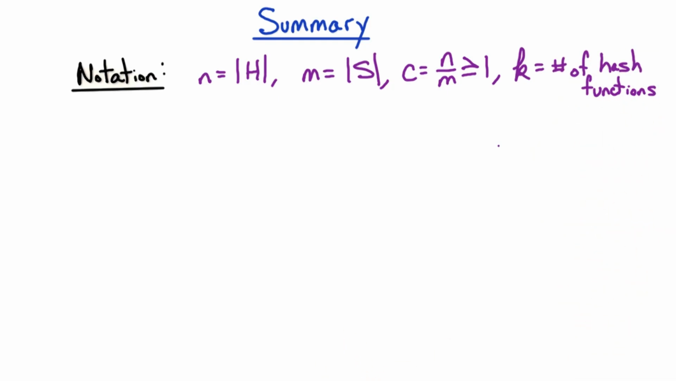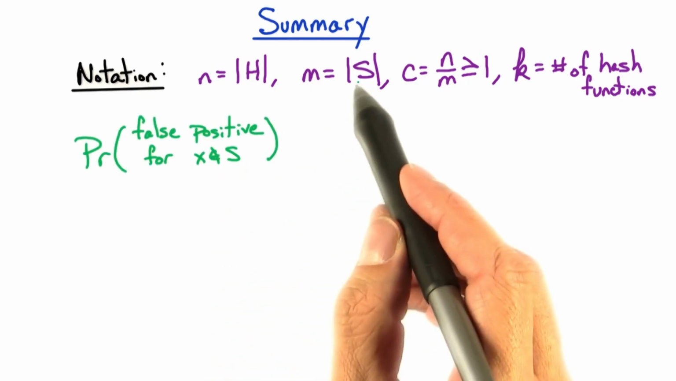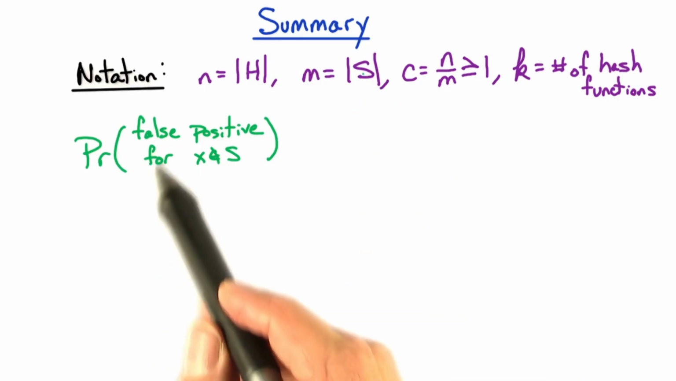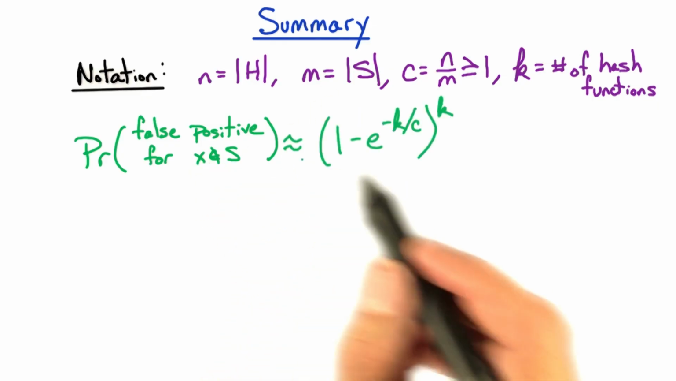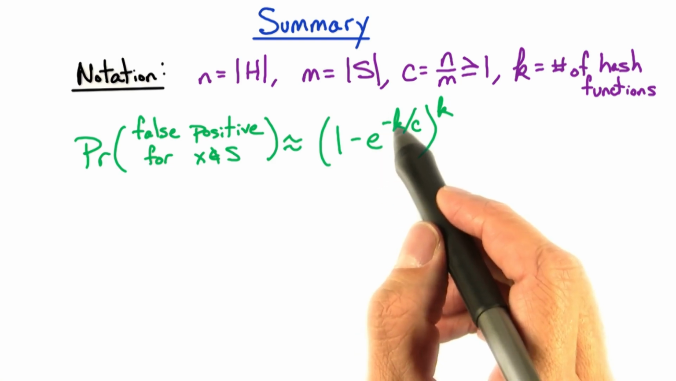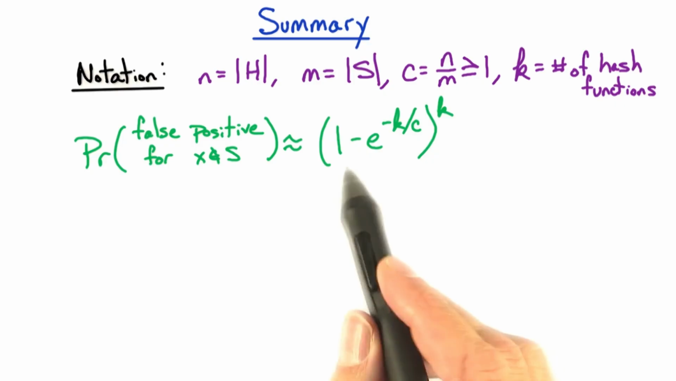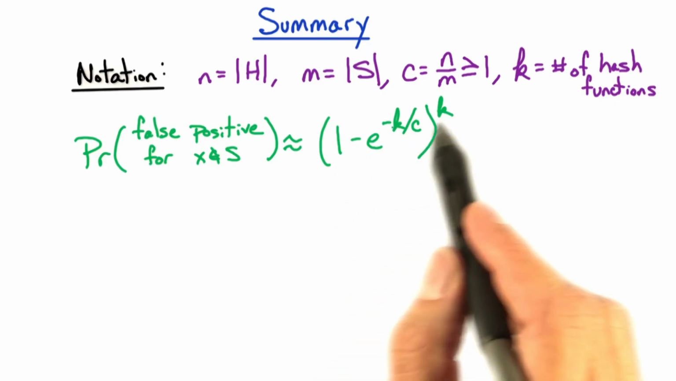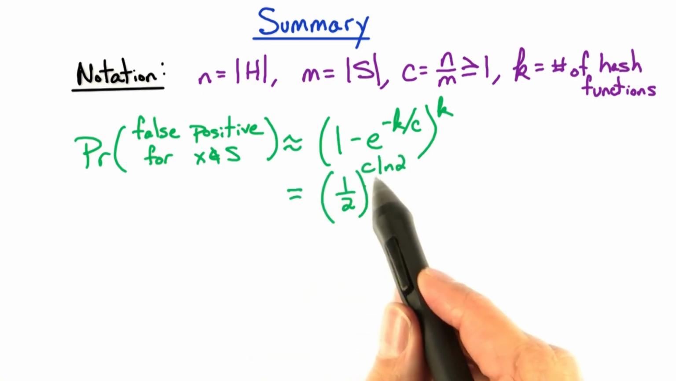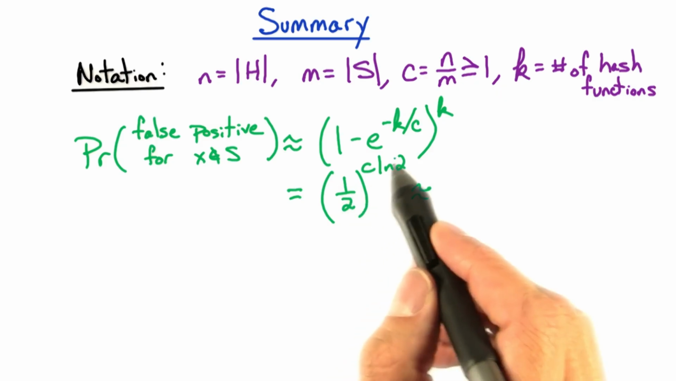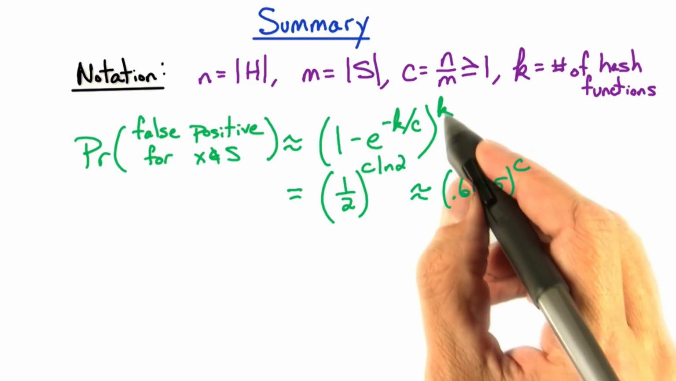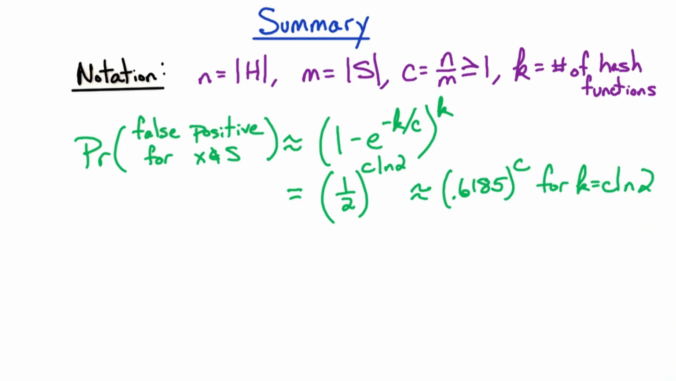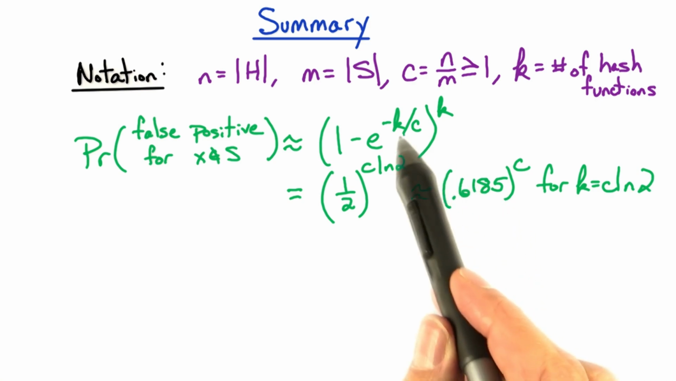Let's recall what we proved about the false positive rate. For an element x, which is not in our database, so we never inserted it into our set S, what's the probability of a false positive, that we falsely report that x is in the database? Well, we proved that this is approximately (1 minus e to the negative k over c) all raised to the power k. Well, this is a bit of a monster. What we proved is that for the optimal choice of k, this simplifies to (1/2) to the power c ln 2. Looking at (1/2) to the ln 2, this is approximately 0.6185 raised to the power c. And this is for the optimal choice of k, which is c ln 2. Now notice this may not be an integer value, so we may not be able to achieve exactly this false positive rate. We might have to look at the closest integer.